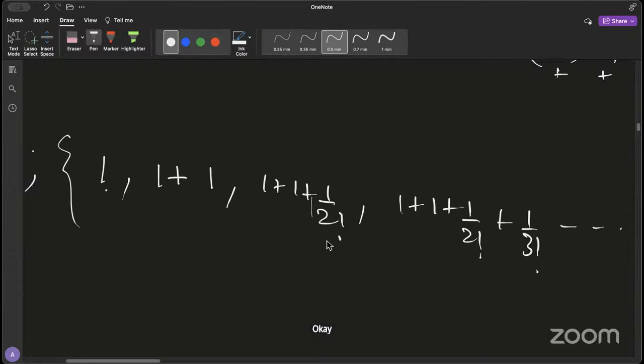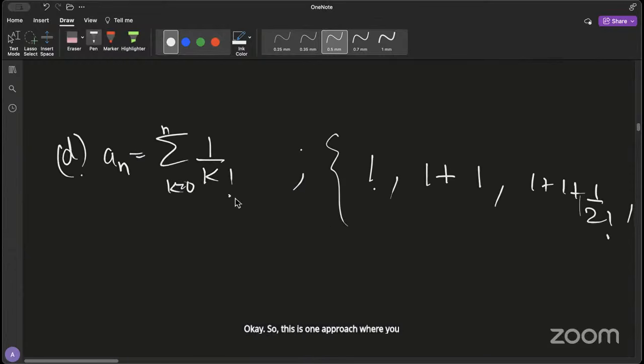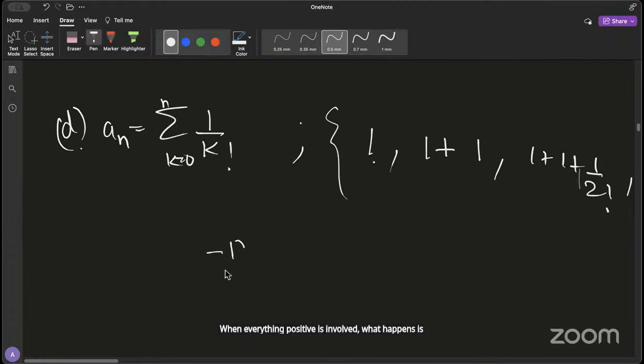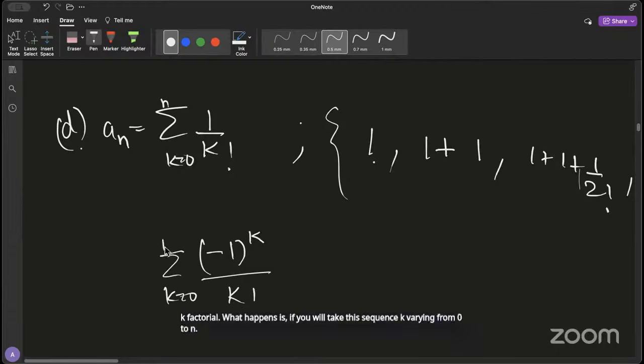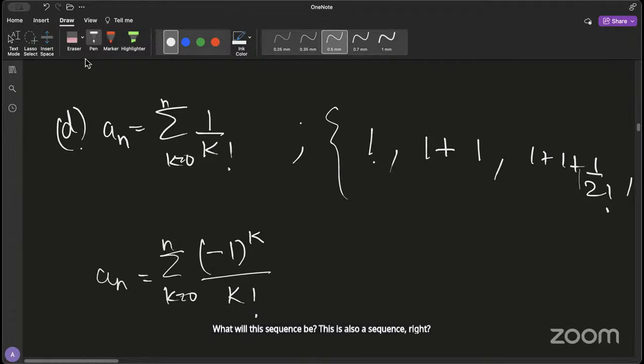Okay. So this is one approach where, when everything positive is involved, this is what happens. But if this is happening, then it could be a problem. With k factorial, what happens if you take this sequence, k varying from 0 to n? What will this sequence be? This is also a sequence, right? What kind of sequence is this? This is neither increasing nor decreasing.